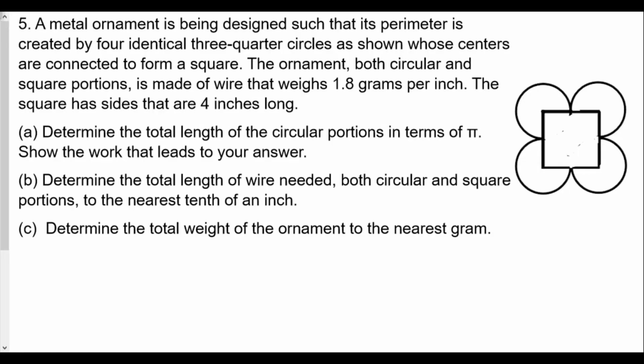Welcome back. We are now on lesson 29, Circumference of a Circle, part 3 of our homework review. And this one's a kind of interesting question.